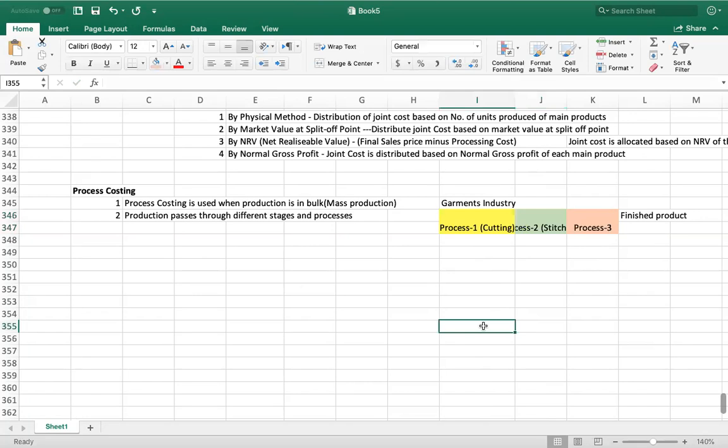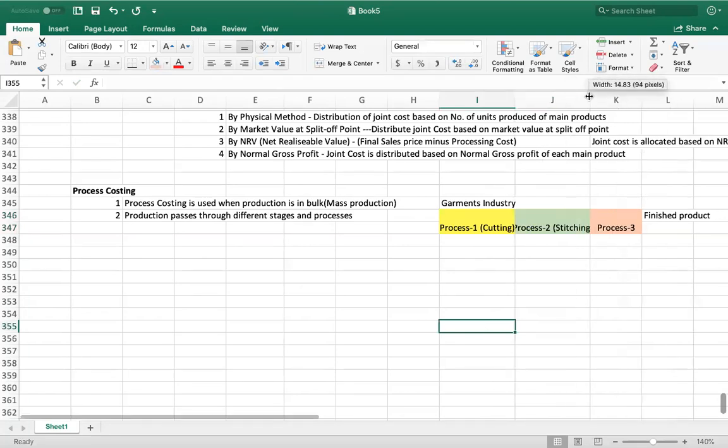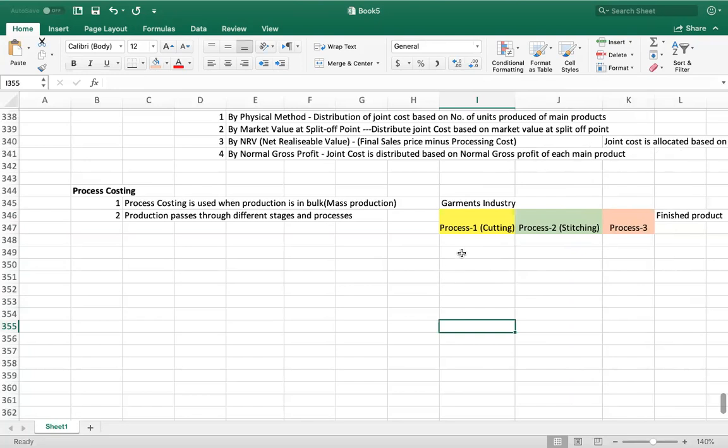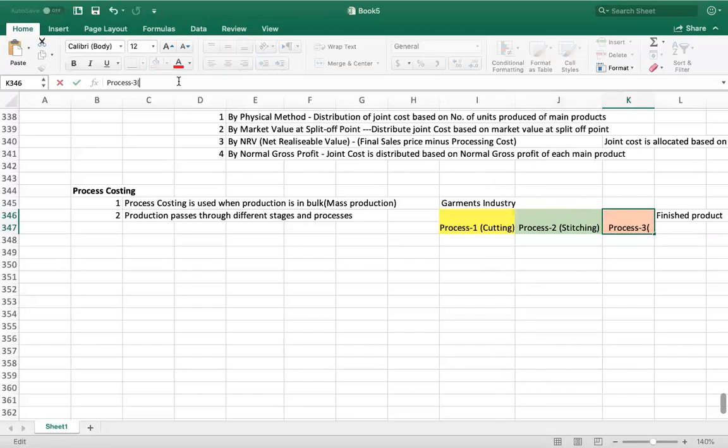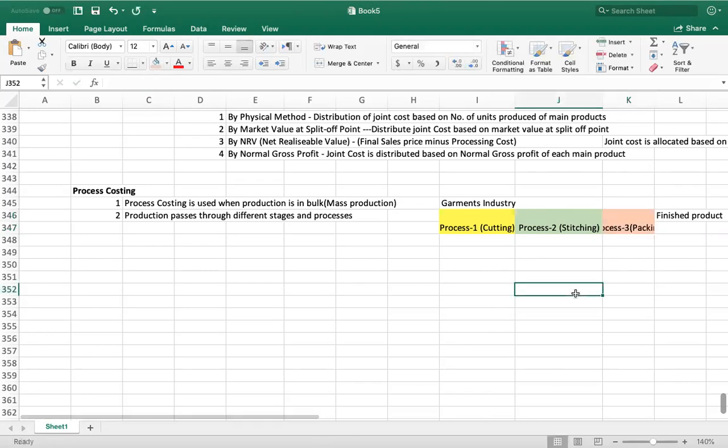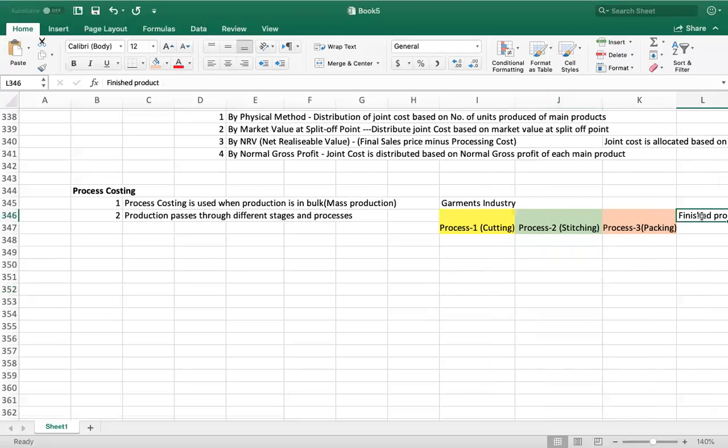Okay. So once your first process is completed, meaning cutting, after cutting, what will we do? We will send it to another department or process which is known as stitching. So they will make trousers and shirts. Okay. Third process, once your stitching is completed, then what will we do? We will pack. Okay. Packing process. So once your packing is completed, it means now it becomes your finished product. Okay, now you can sell it in the market.